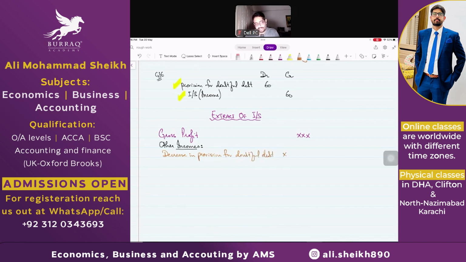And if there is an increase in provision for doubtful debt, after gross profit we also make a column of expenses, less expenses. So in expense you will write increase in provision for doubtful debt. So either one of these entries would be made in the income statement for provision for doubtful debt.